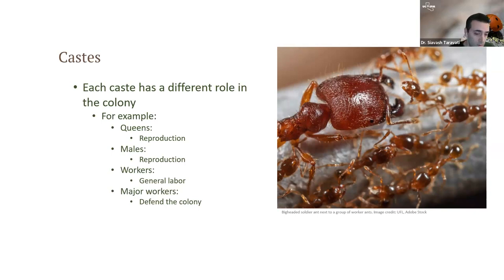And then you have the workers, of course, and sometimes you have major workers, which are sometimes called soldiers. But some ant species don't have that. Like the Argentine ants, there's no soldier caste, there's no major worker. They're all about the same size.